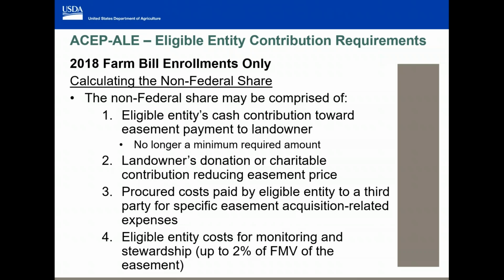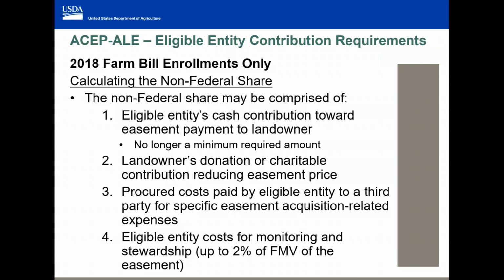So that's number 1. Number 2 is the landowner's donation or charitable contribution. This is essentially the landowner's willingness to take a reduced easement purchase price below the fair market value of the easement as determined by the appraisal. We believe that the majority of easements, ALEs, will meet their non-federal share using categories 1 and 2.